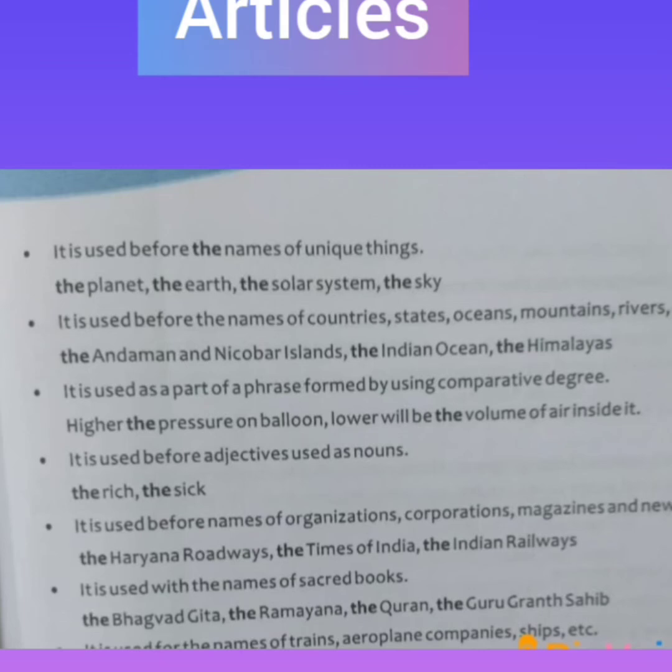It is also used before the names of organizations, corporations, magazines and newspapers: the Haryana Roadways, organizations; the Times of India, name of a newspaper; the Indian Railways. It is used with sacred books: the Bhagavad Gita, the Ramayana, the Quran, the Guru Granth Sahib. It is also used with the names of trains, aeroplanes, companies: the Jet Airways, the Jan Shatabdi, the Garib Rath Express. So, that is the use of the.